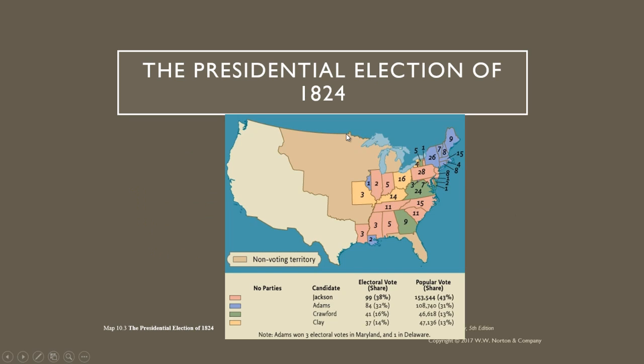And just a map showing the presidential election of 1824. Again, just showing the votes, Jackson and Adams. Jackson, 38% of the vote. Adams, 32% of the electoral vote. Again, Jackson also won the popular vote, but there was no majority vote. He didn't win enough of the majority electoral votes to become president.